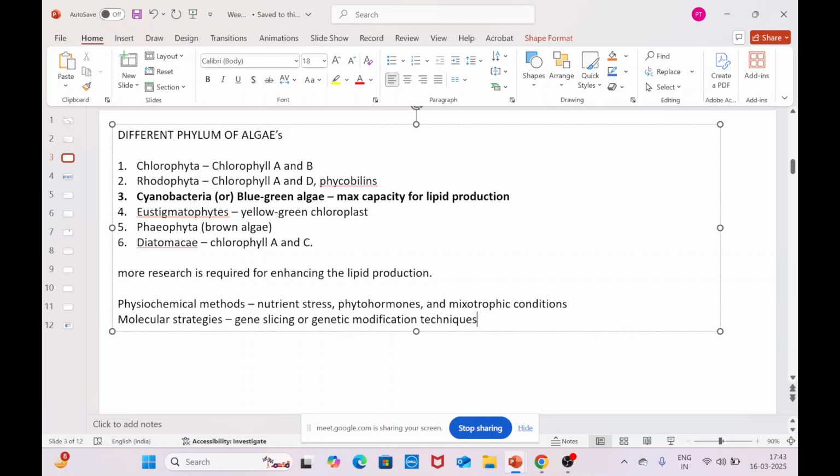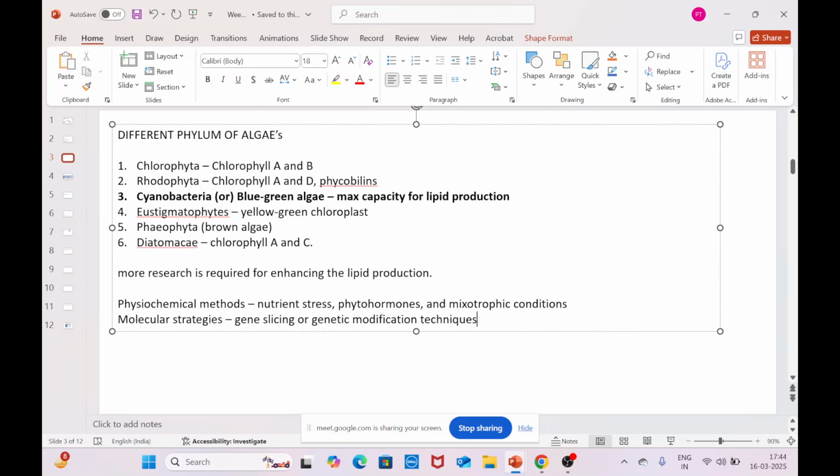Again, if you specifically see the molecular strategies, they are very expensive, because they all deal with editing the genes or doing some sort of genetic modification, which requires state of the art tools, and are quite expensive processes. Physiochemical methods are also there, but again they need to be optimized, because every time the conditions at which these algae grow are different. So depending upon that, the conditions need to be modified for enhancing the lipid production from this algae.